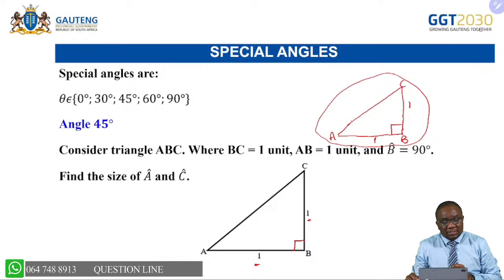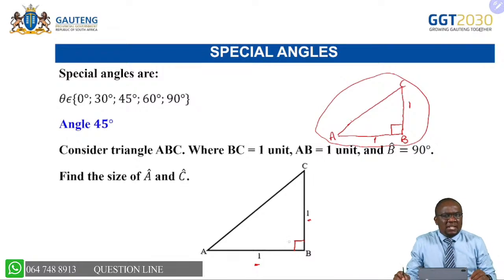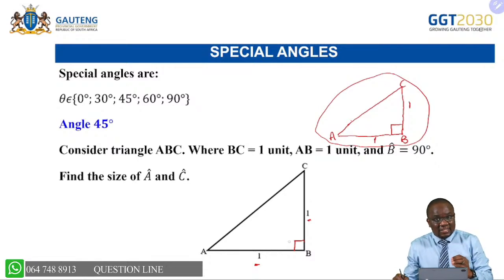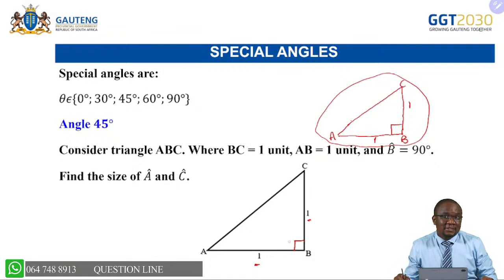Now, I want you to try to find the size of angle A and angle C. We know angle B is 90 degrees. I'm going to give you 2 minutes. Try to find angle A and angle C. ABC is an isosceles triangle. It's a right-angled triangle, also an isosceles triangle. Try to find angle A and C. The clue is there.